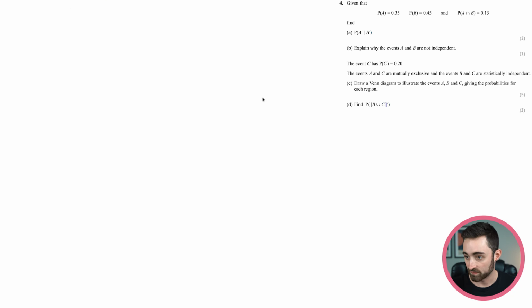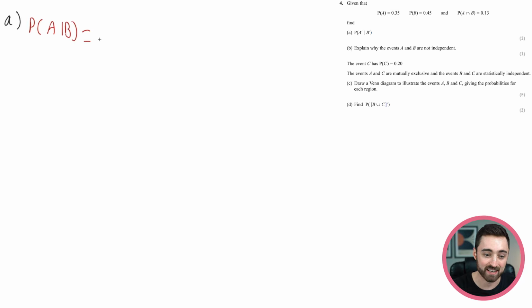Question 4, what we got? Given that the probability of A is 0.35, the probability of B is 0.45, and the probability of A and B is 0.13, find the probability of not A given not B. If you don't know the formula for conditional probability, you aren't getting anywhere. You need this formula. Stick it on your wall. Just make sure you know it.